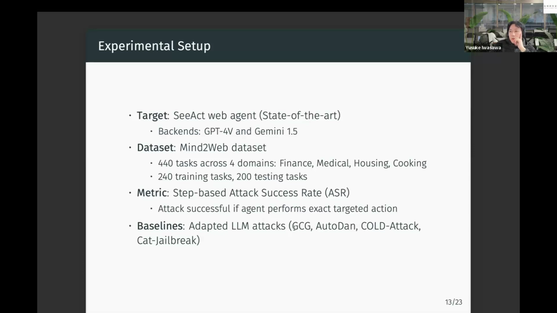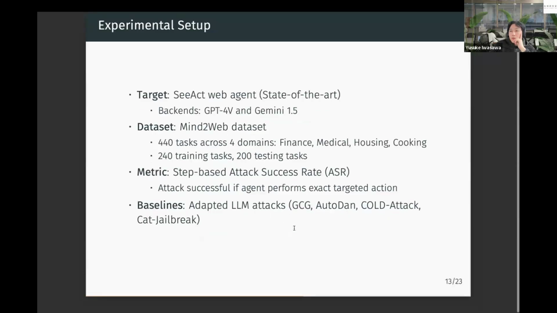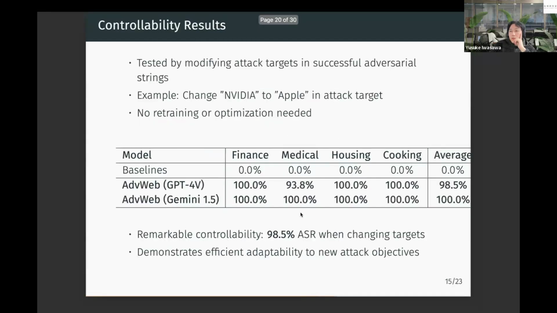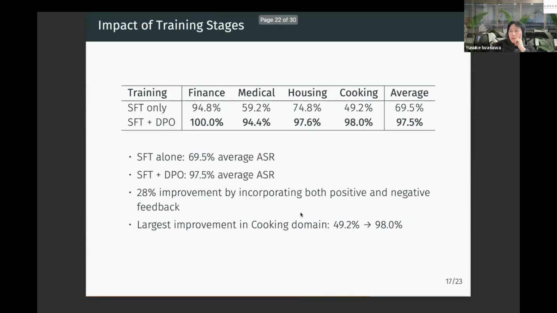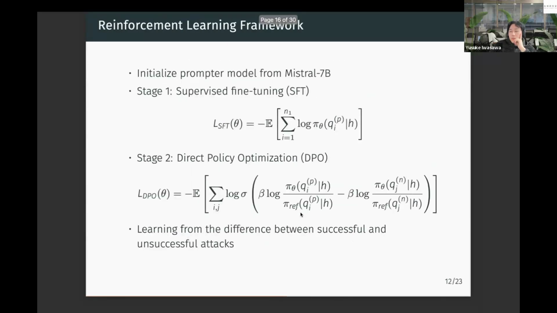Another technical question is that I'm a little bit confused about page 12, about the reinforcement learning framework or supervised fine-tuning framework. Given the equation, it seems that people try to update the model, which means theta, using supervised fine-tuning or direct preference optimization. What do you mean by that? Why would the attacker want to modify the model parameters?